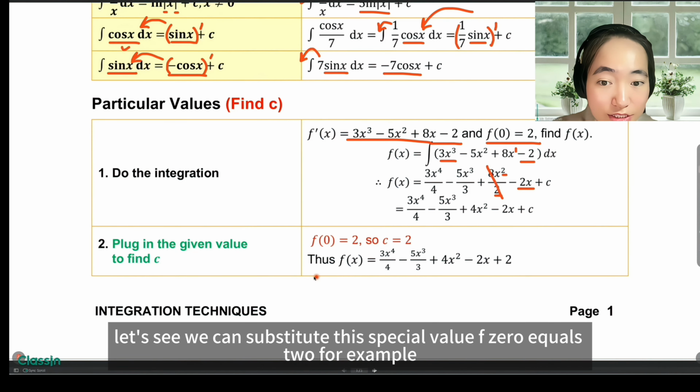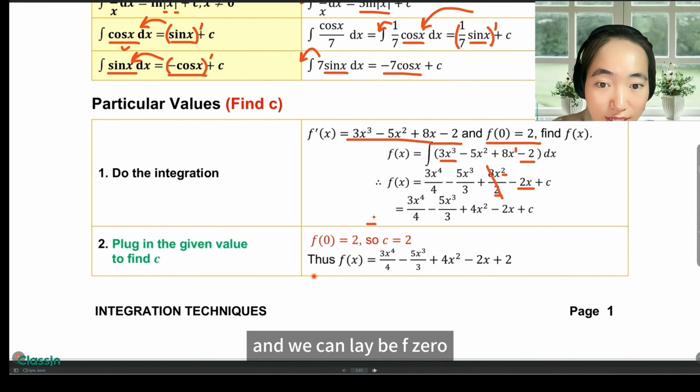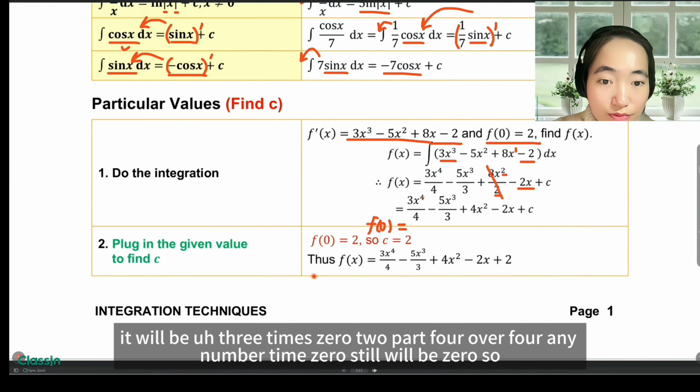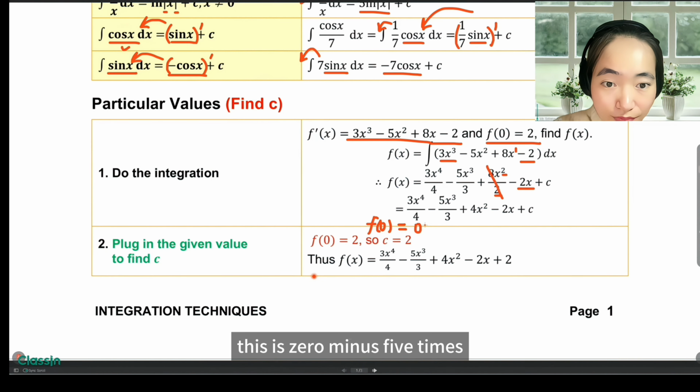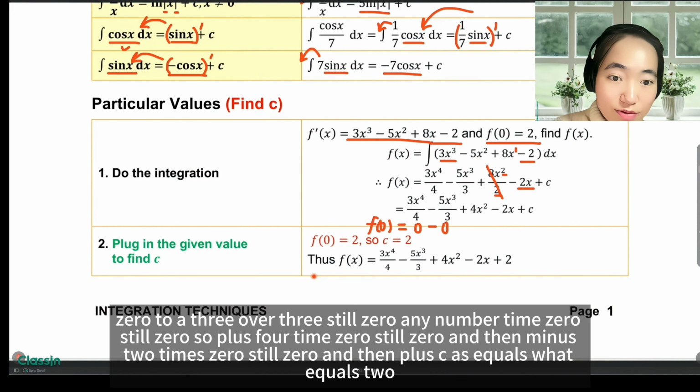So let's see. We can substitute this special value. f(0) equals 2. For example, we can label f(0) right here, and then equals what? Substitute x equals 0. So it will be 3 times 0 to the power 4 over 4. Any number times 0 still will be 0. So this is 0. Minus 5 times 0 to the power 3 over 3 still 0. Any number times 0 still 0. So plus 4 times 0 still 0. And then minus 2 times 0 still 0. And then plus c.